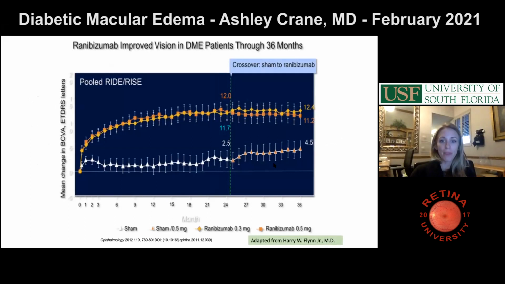And we're going weeks down, or excuse me, months down here. So here we're at 2 years. I don't know if you can see my cursor, maybe you can't, but at 24 months, we're looking at that improvement. The top two lines are the pooled RISE and RIDE study, and then versus the sham study at the bottom.